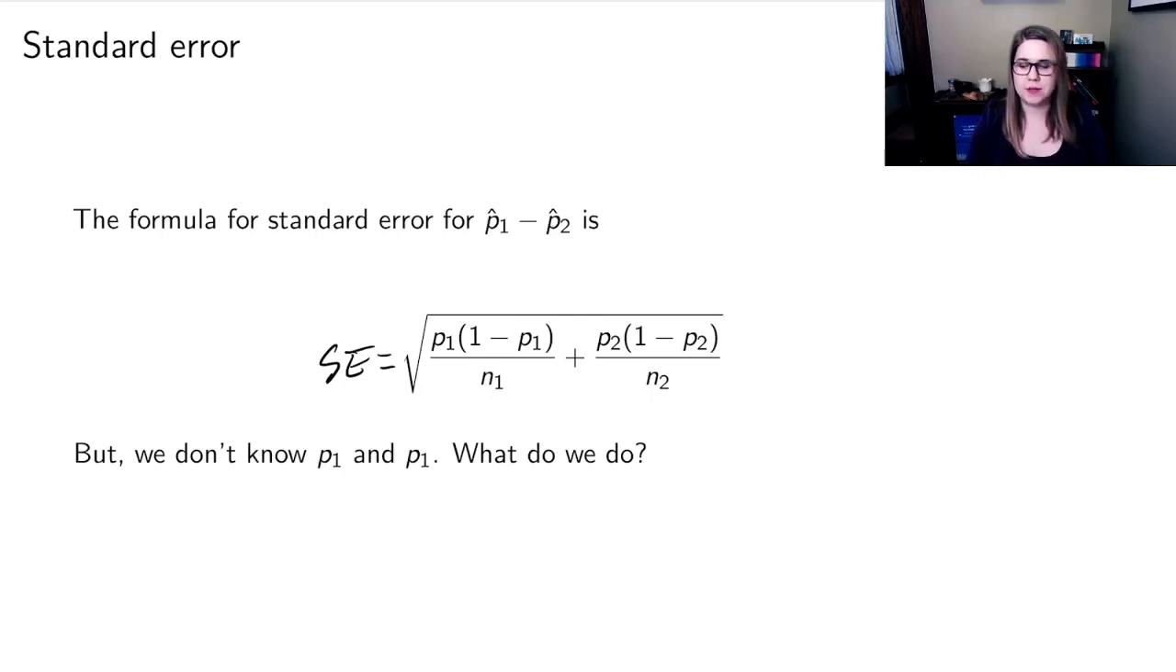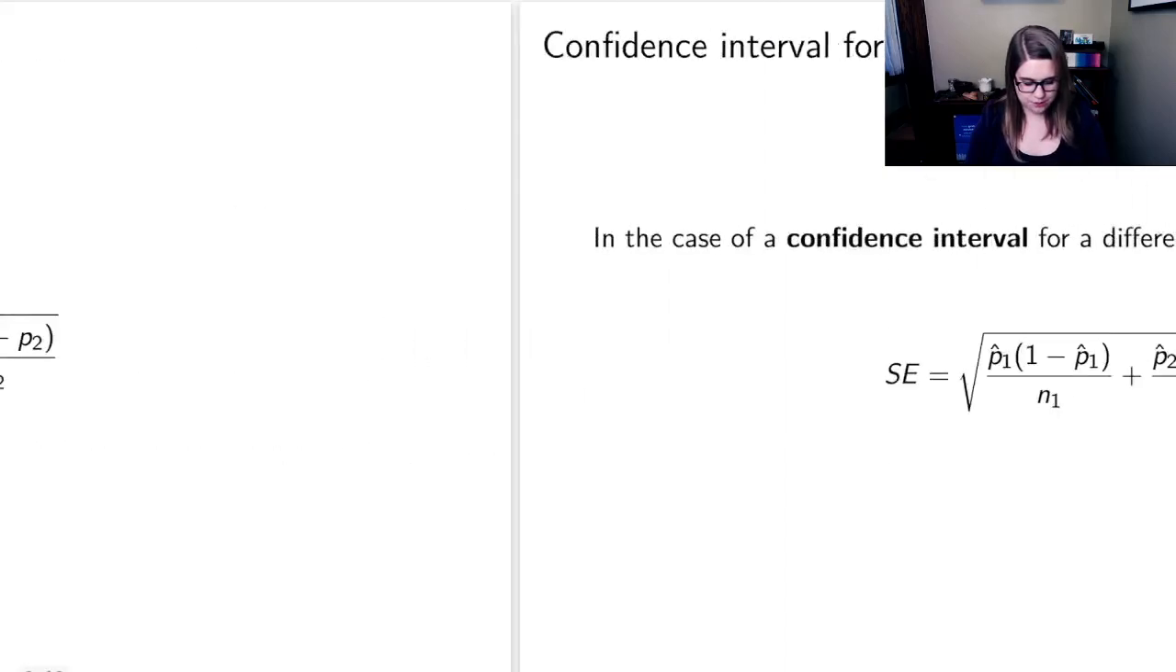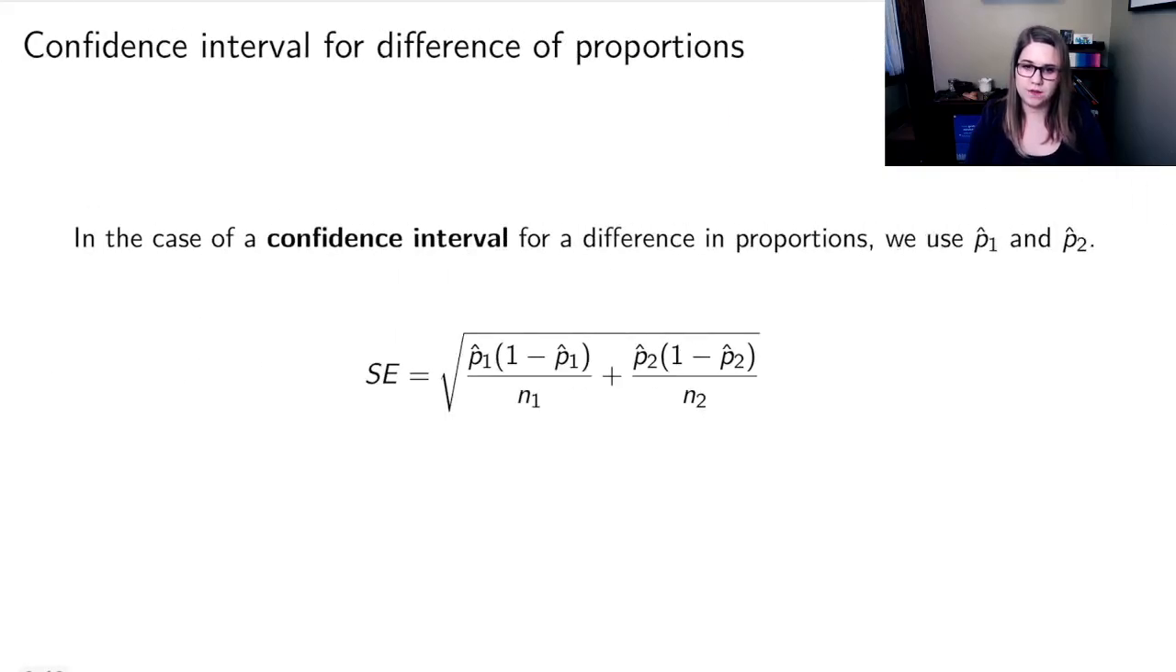The answer depends on the type of inference that we're making, but we're trying to do a confidence interval. That's what's happening in the CI section. So if we're doing a confidence interval, we can approximate P1 and P2 using P1 hat and P2 hat. We're just going to plug in P1 hat wherever we had P1 and P2 hat wherever we had P2. And this is going to be the equation for our standard error.